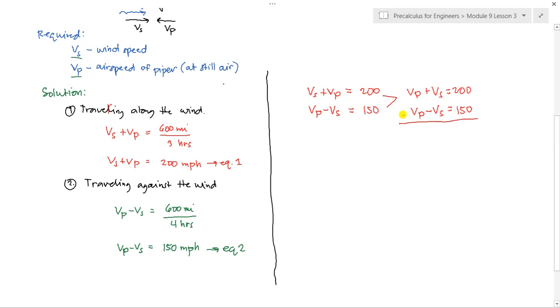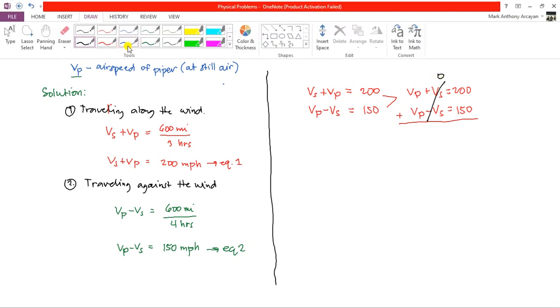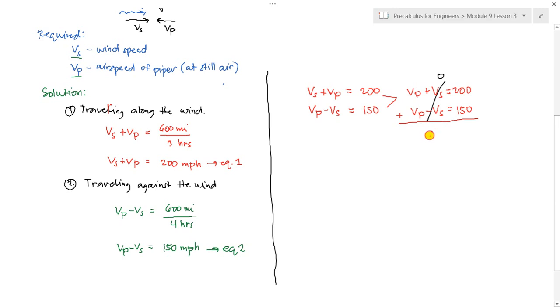So class, what method here is easier for us to solve the unknowns? Is it method of substitution? Okay, right, add. Okay, elimination. So right, we will add, we can eliminate the VS, the speed of the wind. It becomes zero. So therefore, we now have 2 VP is equal to, when we add, we have 350. Divide both sides by 2.